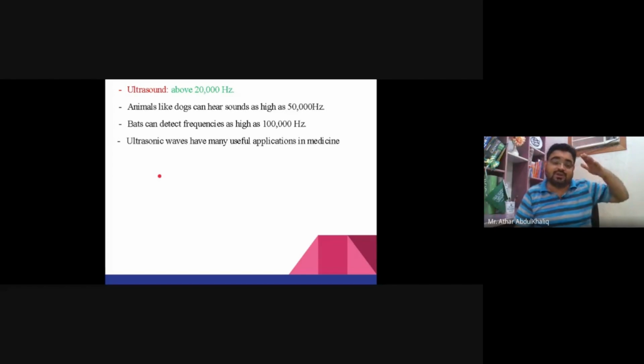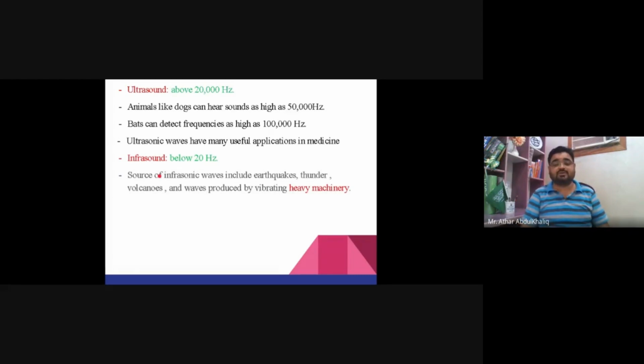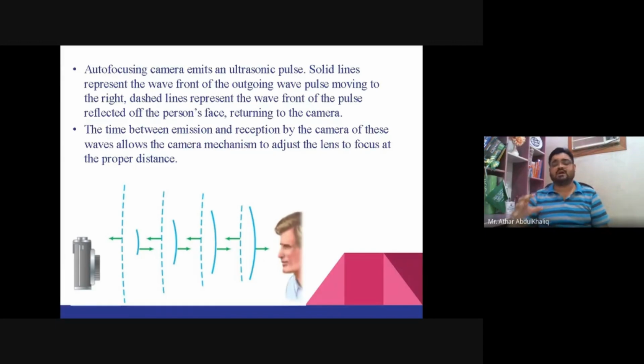But sound of less than 20 hertz is called infrasonic, and infrasounds are not heard by us. The sources of infrasonic waves include earthquakes, thunder, volcanoes, and waves produced by vibrating heavy machinery. A focusing camera actually sends an ultrasonic pulse.